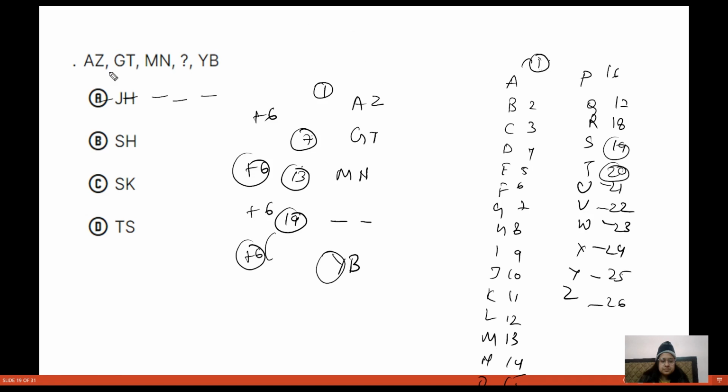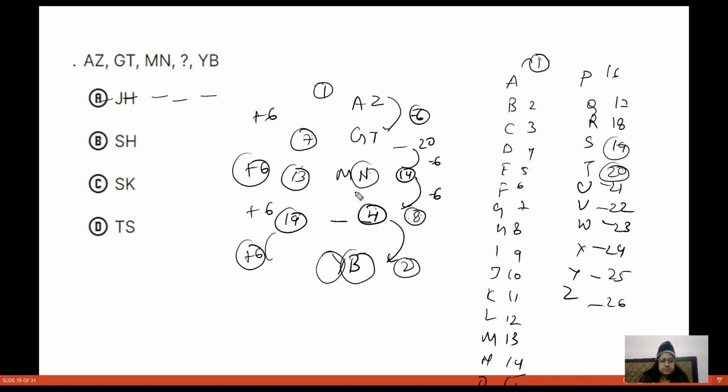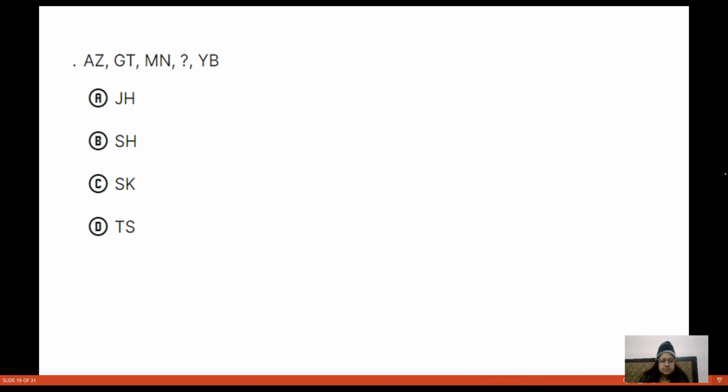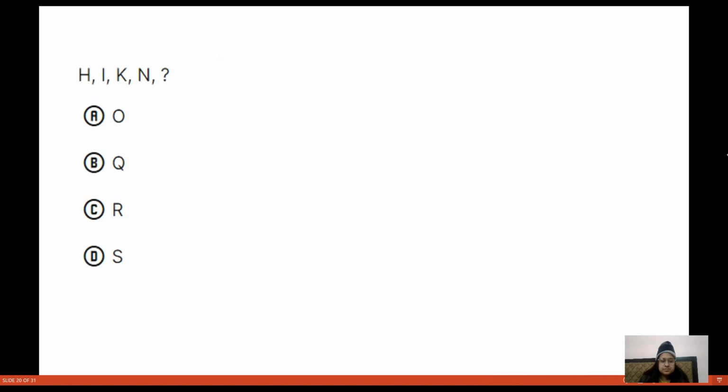Now let us see about what is going on here. Z is 26, minus 6 is 20, and 20 is T, minus 6 is 14. 14 is what? Your N, and minus 6 is 8. 8 is what? Your H, and minus 6 is 2, sorry, you have this 8 and minus 6 is 2, so you have your B. Now this one is S and SH, so you get your SH. This is so simple. So now let's move on.